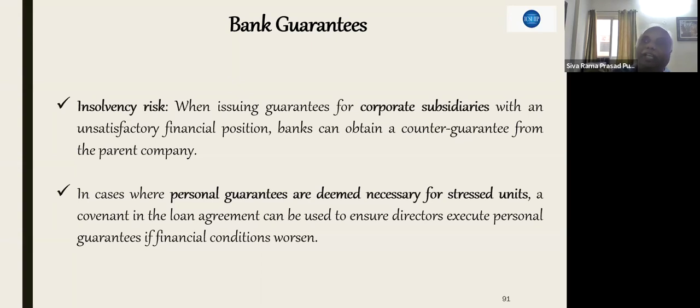Like the personal guarantor to corporate debtor. Even at the time of taking the loan, the financial creditor will ask for primary security and collateral security, and the banks will also ask for the PG to CD, personal guarantor to corporate debtor, in a similar manner in guarantees also. Where personal guarantees are deemed necessary for a stressed unit, a covenant in the loan agreement can be used to ensure directors execute a personal guarantee if financial conditions worsen. Even in guarantees also, you can take.